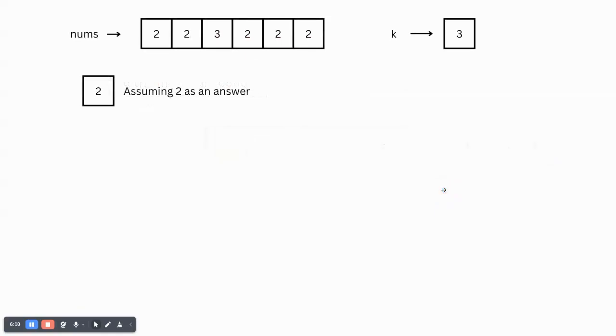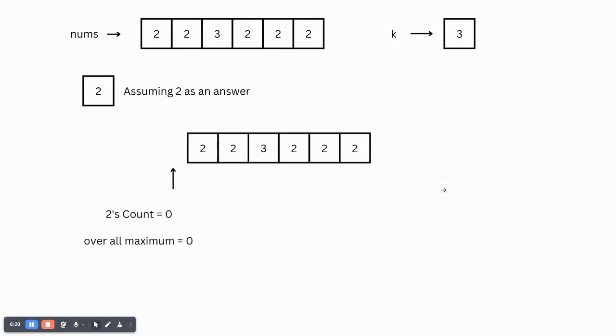So let's just visualize what I said. We're going to assume that every element in the nums is going to lead us to the answer. So first we're going to pick 2, hoping that it will give us the answer. And we're going to have 2 variables, and that's going to be the current count of 2's.